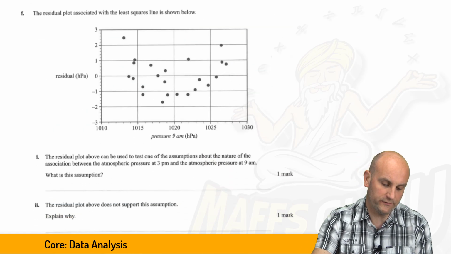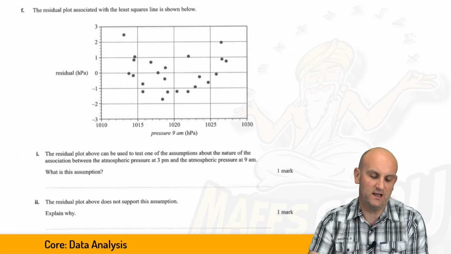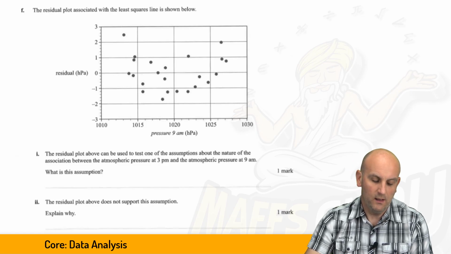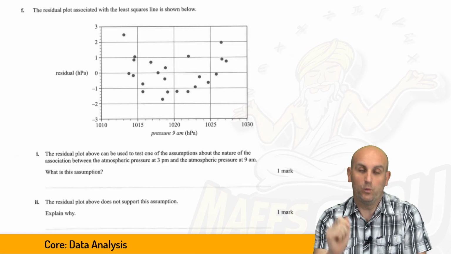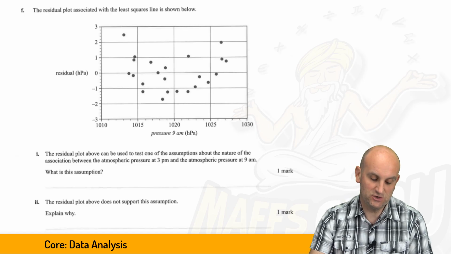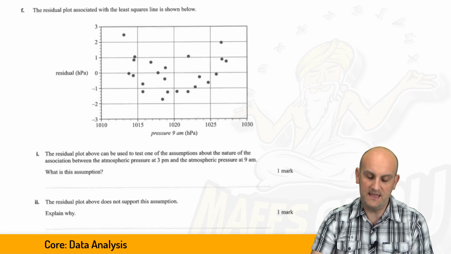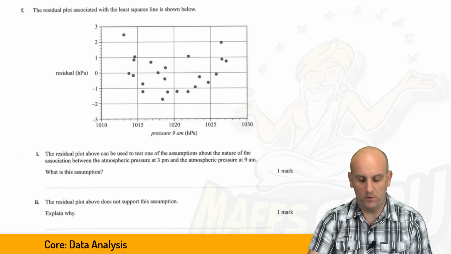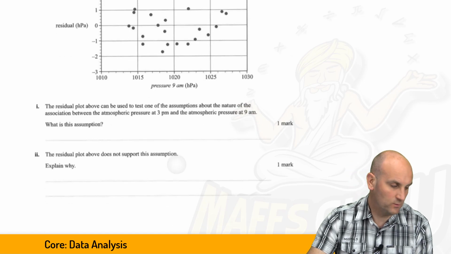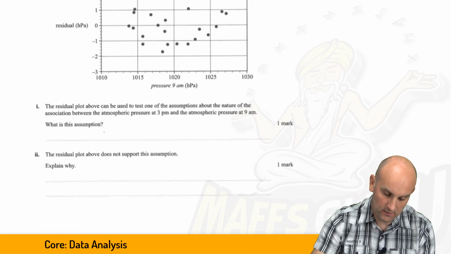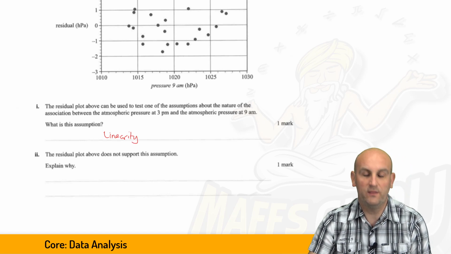The residual plot associated with the least squares regression line is shown below. The residual plot above can be used to test one of the assumptions about the nature of association between atmospheric pressure and the atmospheric pressure at 9 AM. What is this assumption? I'm just going to write the word linearity. A residual plot helps me decide whether a function has linearity.